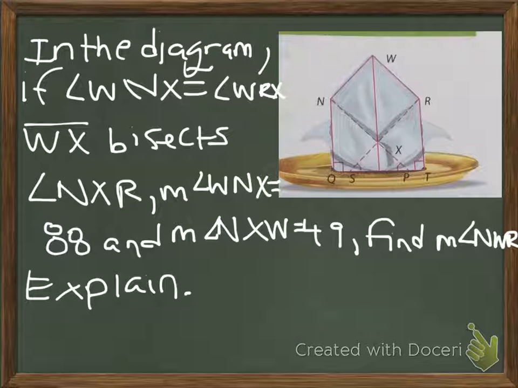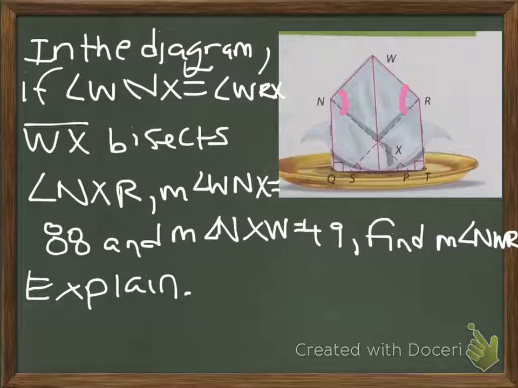And that's called the third angles theorem. So keeping that in mind, and other things that we've done in the past and also in this lesson, we're going to look at this diagram. It says that angle WNX is congruent to WRX. So WNX is here, WRX is here. So we're going to indicate those two are congruent.